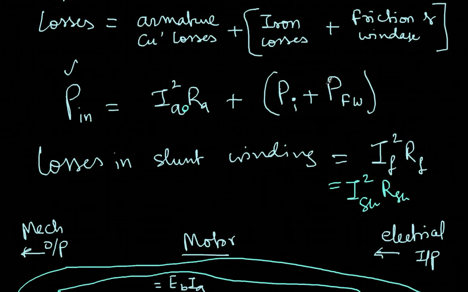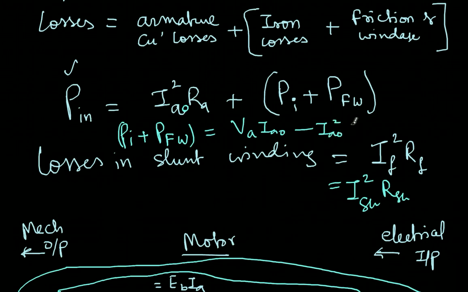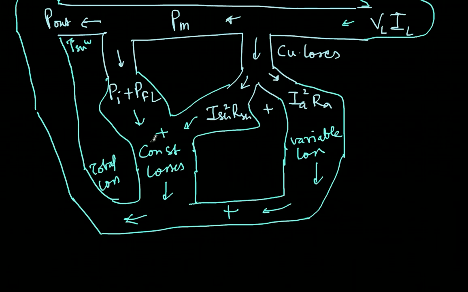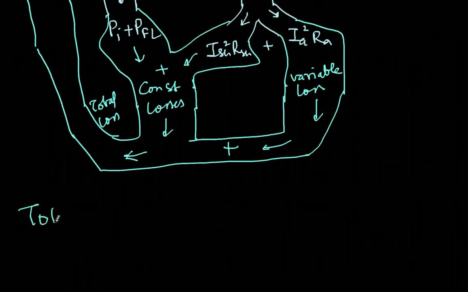So if I add this part and this part, I get the total losses. First, let me get this part here. What is Pi plus Pfw? That is iron, friction, and windage losses. That is nothing but P in, that is Va Ia naught minus Ia naught square Ra. So this is one part of it. Let's call this A and this is B. So A plus B will be the total constant loss of the machine. That's what this one plus this one gives, the total constant loss.